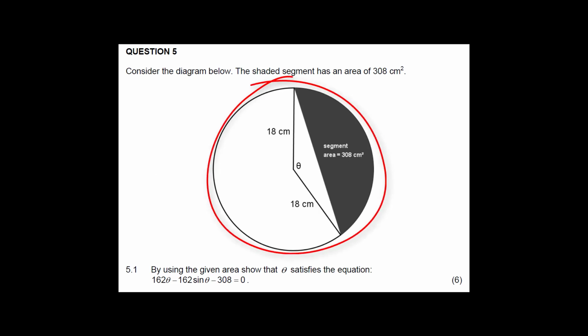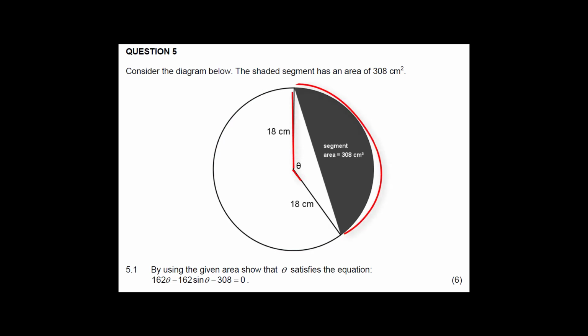The circle of area pi r squared, or pi 18 squared. The segment, the sector, and the triangle cast by the side of the segment. Just by looking at them, you can see that segment equals sector minus triangle, which is even easier to see if we split them apart. Now the area of the segment equals 308, which is given.